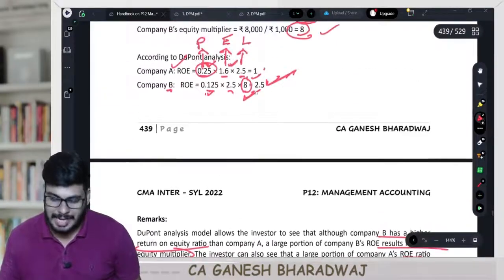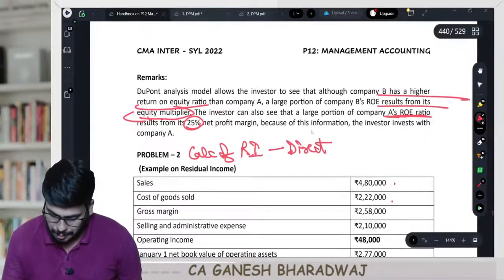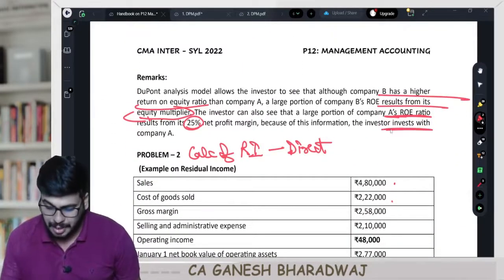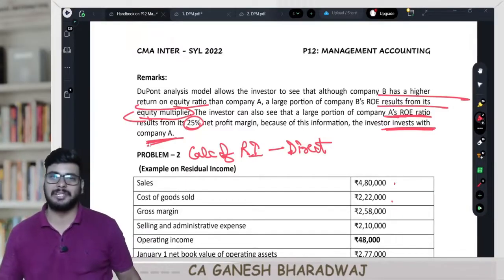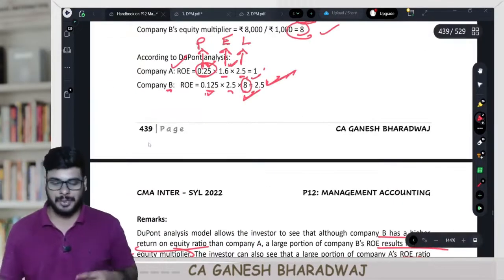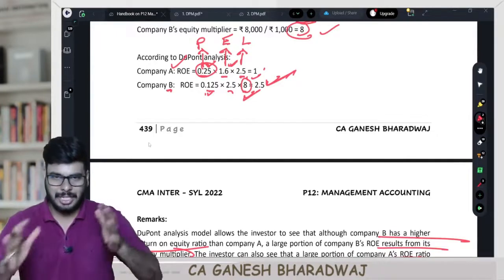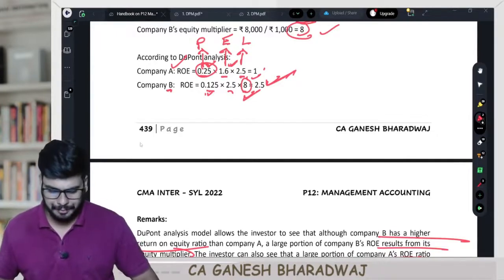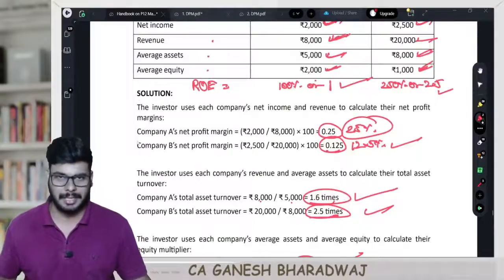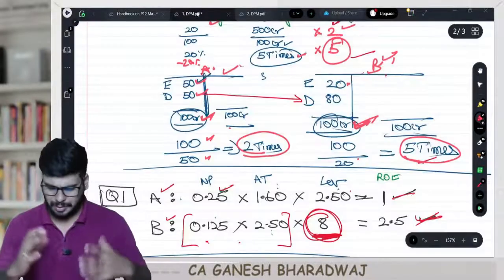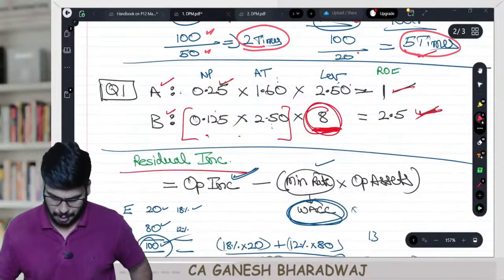So now any day company A is better. Look at this. Because of this information, the investor invests with company A. Are you clear with this, guys? This is the beauty of DuPont analysis. Clear with this, guys? So that's about this concept of DuPont analysis. And with that, we're done. There's only one question given here with respect to DuPont analysis.